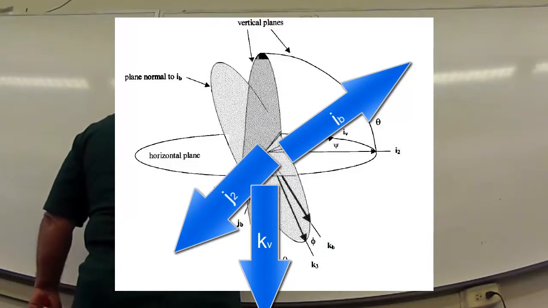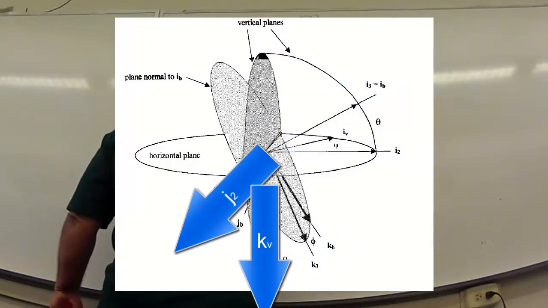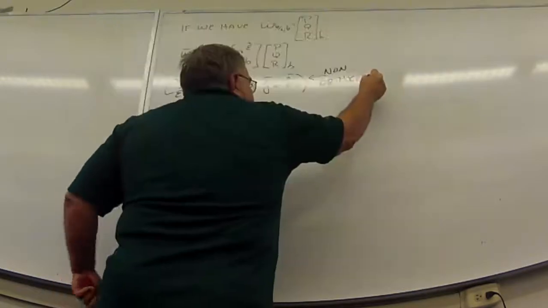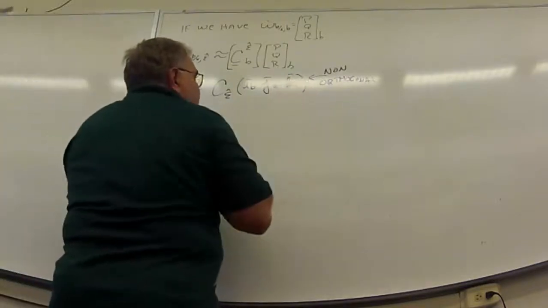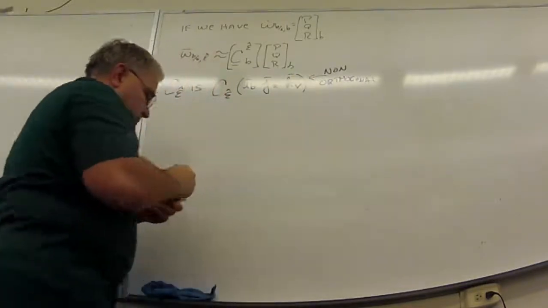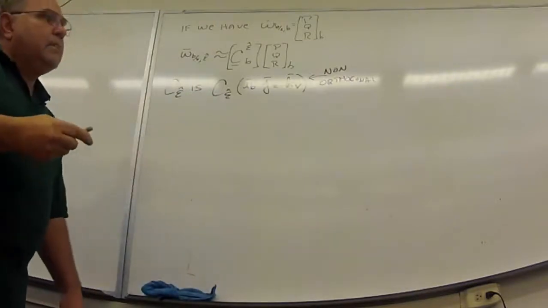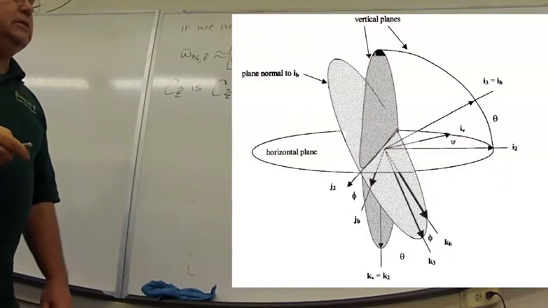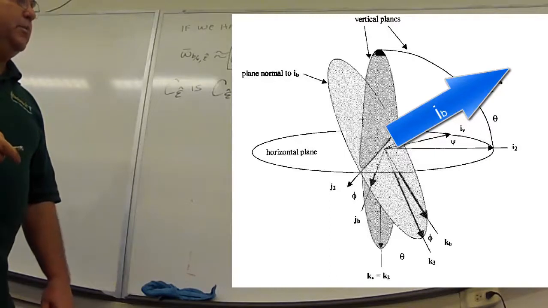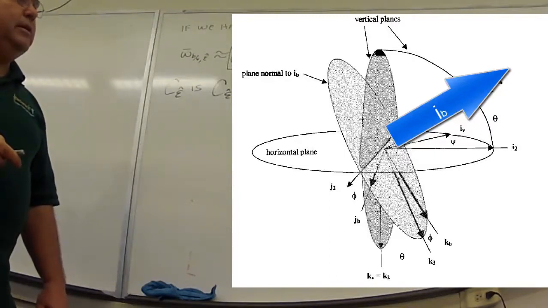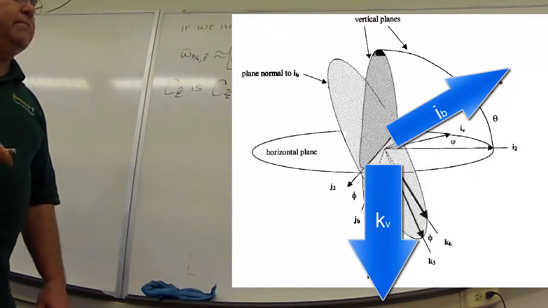And these are non-orthogonal. Now we can see that by looking at the picture that we've been using all along. IB, of course, is this vector over here on the diagram. J2 is in the horizontal plane, so they're perpendicular. J2 has to be in the horizontal plane, so it's always going to be perpendicular to IB. But look at KV.